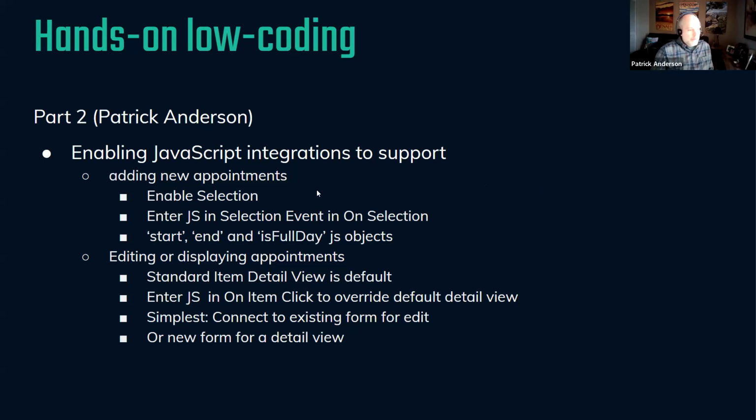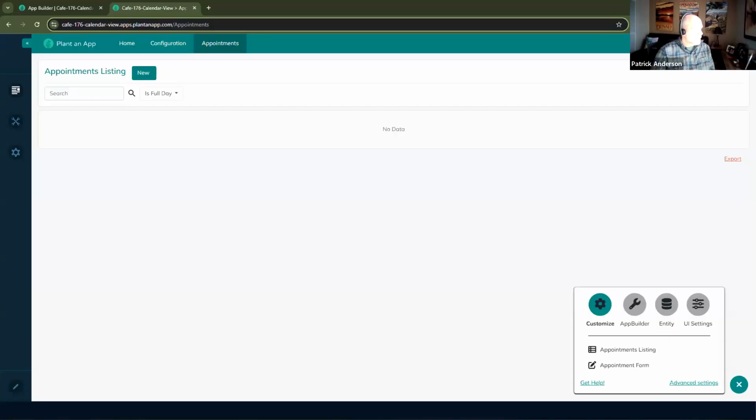So I'm going to be talking about enabling some of the JavaScript options in the new calendar view. First, we're going to take a look at enabling selection on the calendar, and then we'll take a look at some alternatives for item display. So we'll start by enabling the selection, and we'll talk about the objects that we have available to us. So let me switch over to the site here.